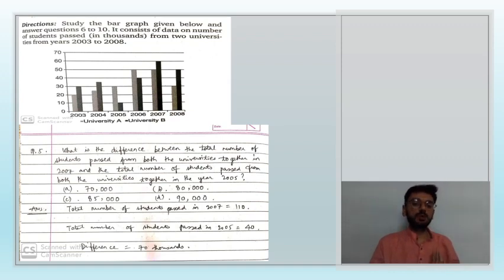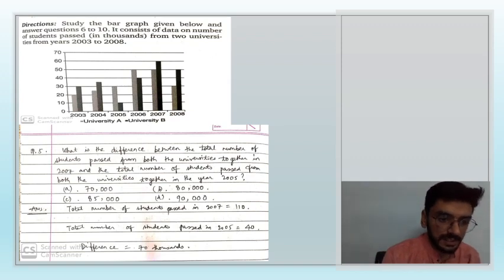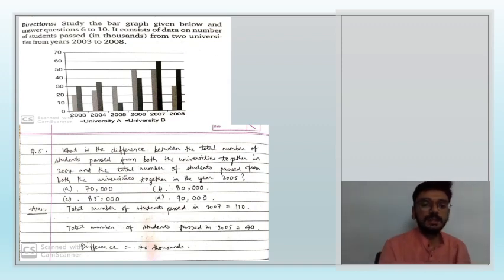Moving on to the last question. What is the difference between the total number of students passed from both the universities together in 2007 and the total number of students passed from both the universities together in the year 2005?